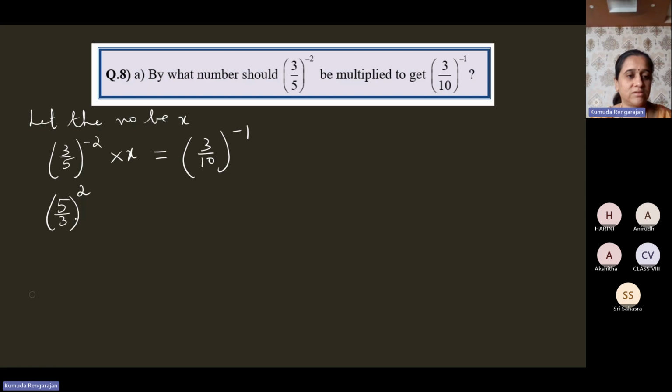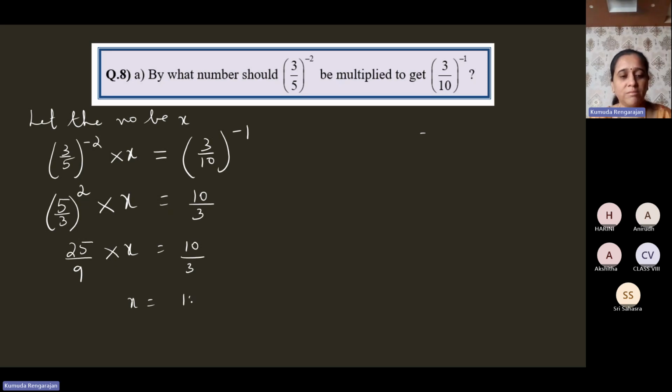Okay, into x as it is is equal to (10/3)^1. Which you can ignore because the power is 1, right? So you don't have to show that. The next step, (5/3) the whole square means 5/3 into 5/3. Or you can write 25/9 also, because it's easy to calculate. Into x is equal to 10/3.